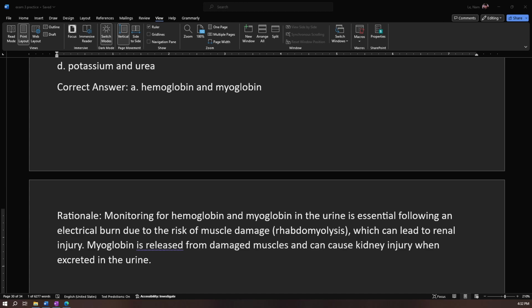Rationale. Monitoring for hemoglobin and myoglobin in the urine is essential following an electrical burn due to the risk of muscle damage, rhabdomyolysis, which can lead to renal injury. Myoglobin is released from damaged muscles and can cause kidney injury when excreted in the urine.